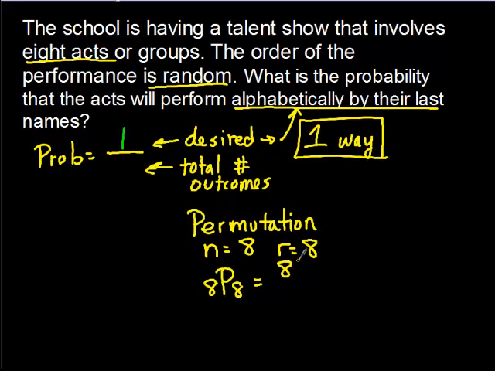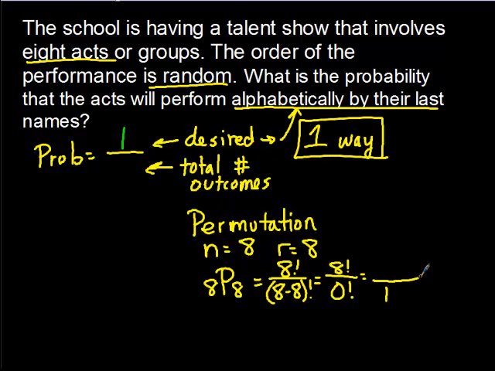This is the same as 8 factorial over the quantity of 8 minus 8 factorial. Well, we know that 8 minus 8 is 0 factorial. So we have 8 factorial over 0 factorial. We know before that 0 factorial is the same as 1.